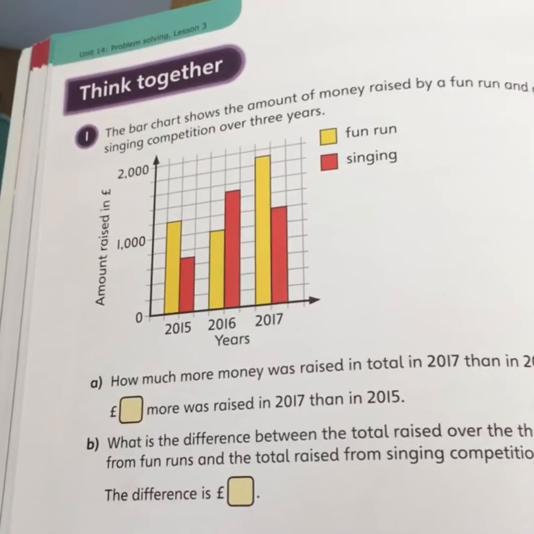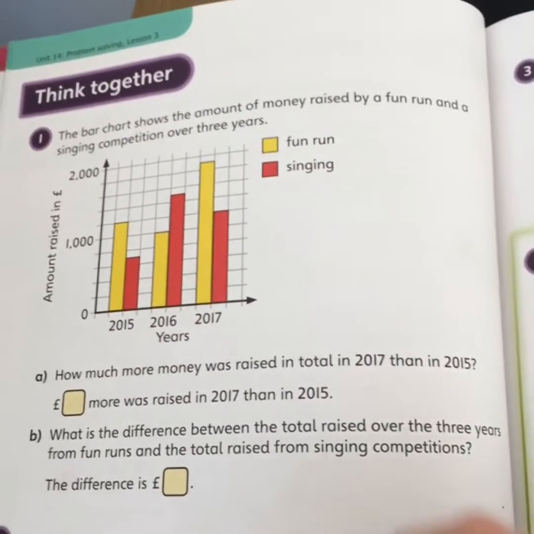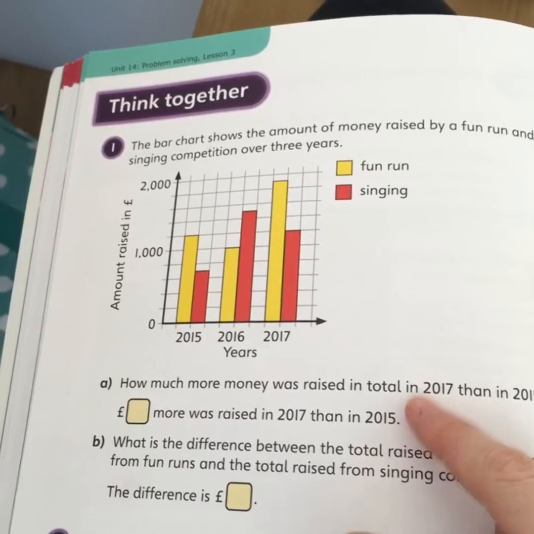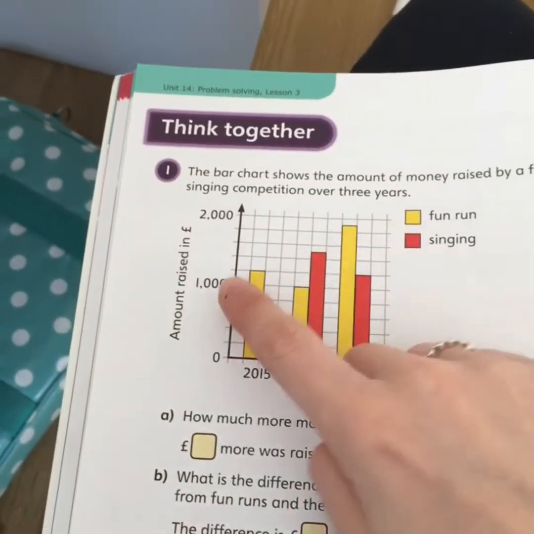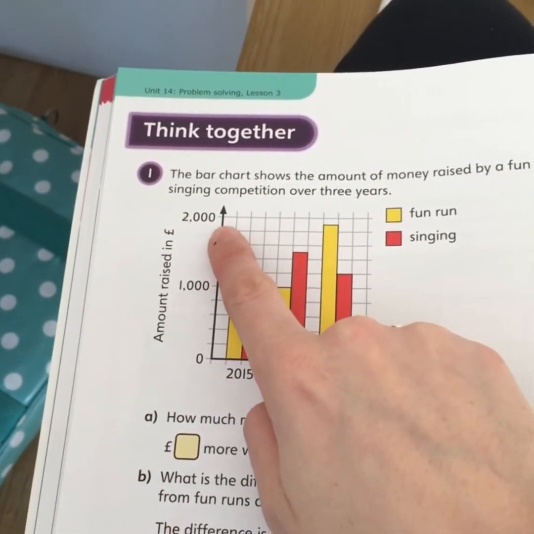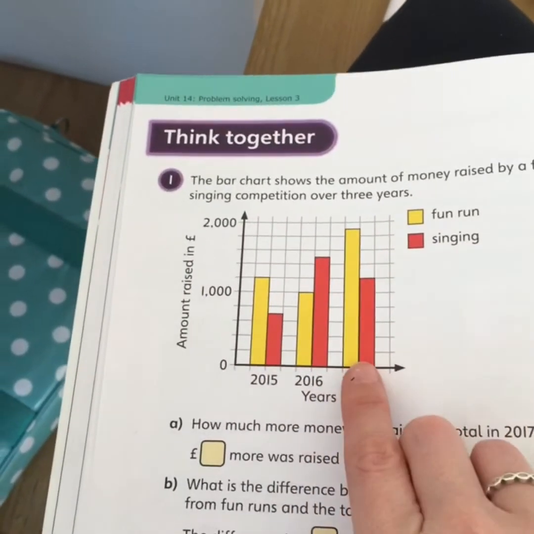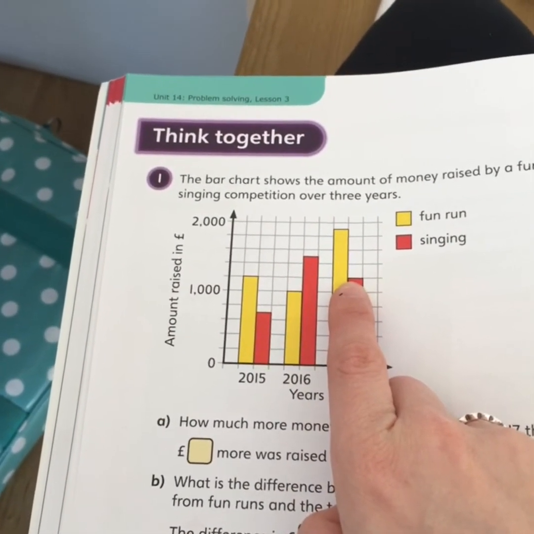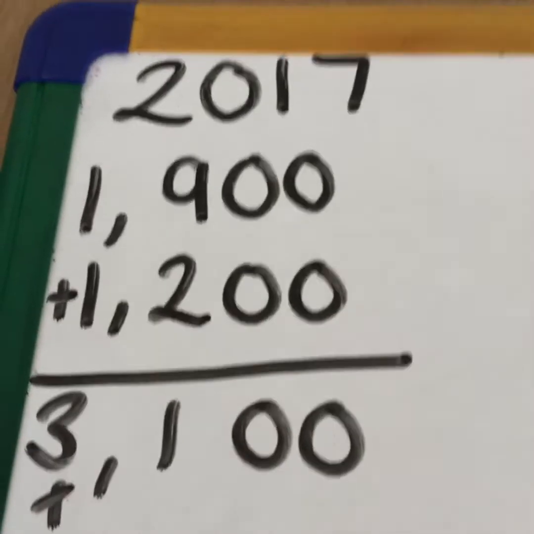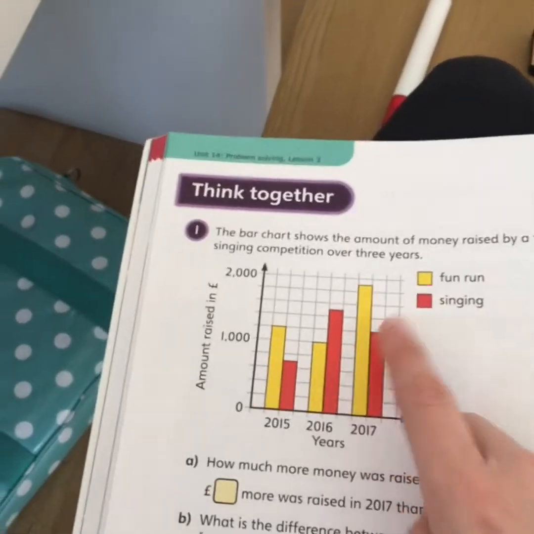Off we go. So to work this out, we first of all need to look at how much money was raised in 2017. So the fun run raised 1,200, 400, 600, 800, and it's in between these two, so £1,900. And the singing raised £1,200. So I've added these together to get a total of £3,100 for 2017.